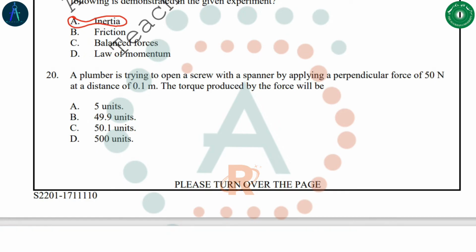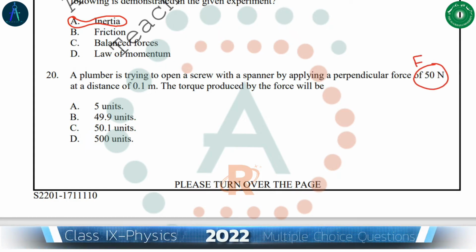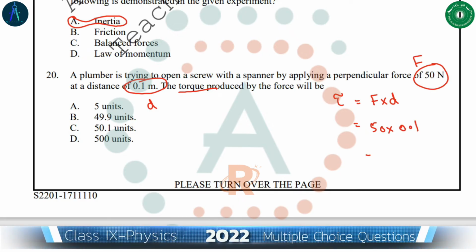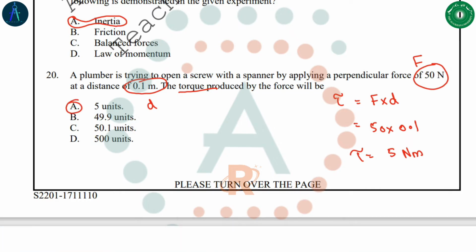Then we have question number 20. A plumber is trying to open a screw with a spanner, applying a force of 50 Newton. So we have got the force, and at a distance of 0.1 meter, that is the moment arm represented with d, we have to find the torque. The formula for torque is torque equals F cross d. Force is 50 and distance is 0.1. So in this way we get 5 Newton meter. So the correct answer for question number 20 becomes option A.